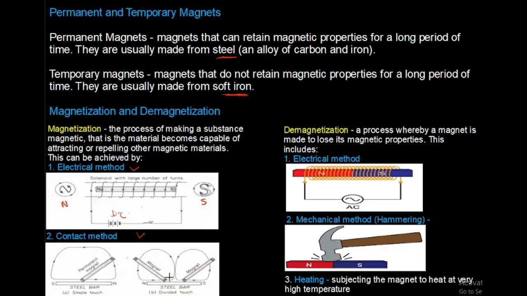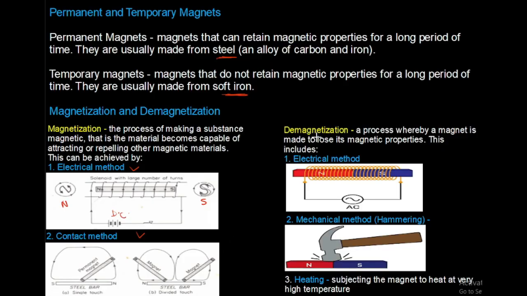Whereas for the divided touch, you're going to be making use of two magnets. You stroke from both ends simultaneously in the same manner. But the difference here is, if you're stroking here with the south pole, automatically this end becomes north. If you're stroking here with the north pole, this end becomes south. So that's for the divided touch method.